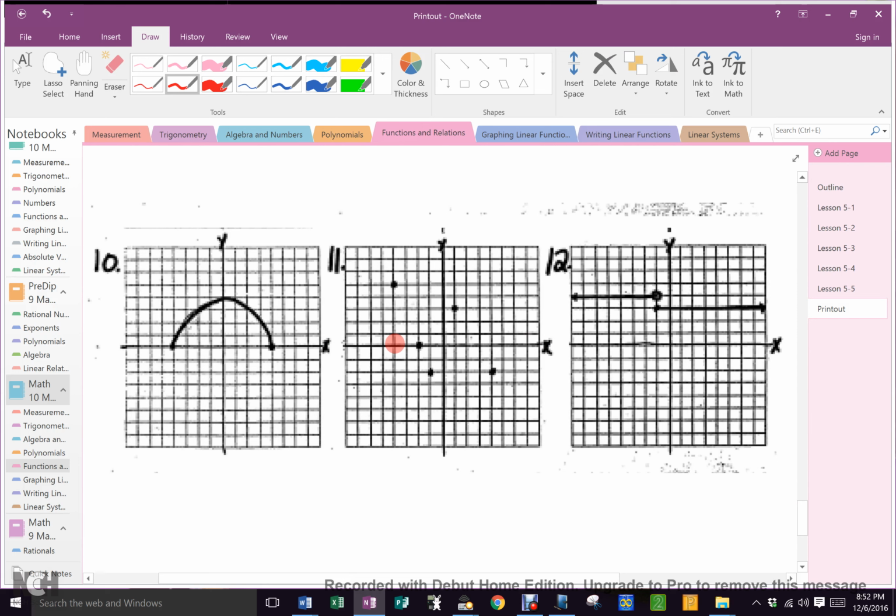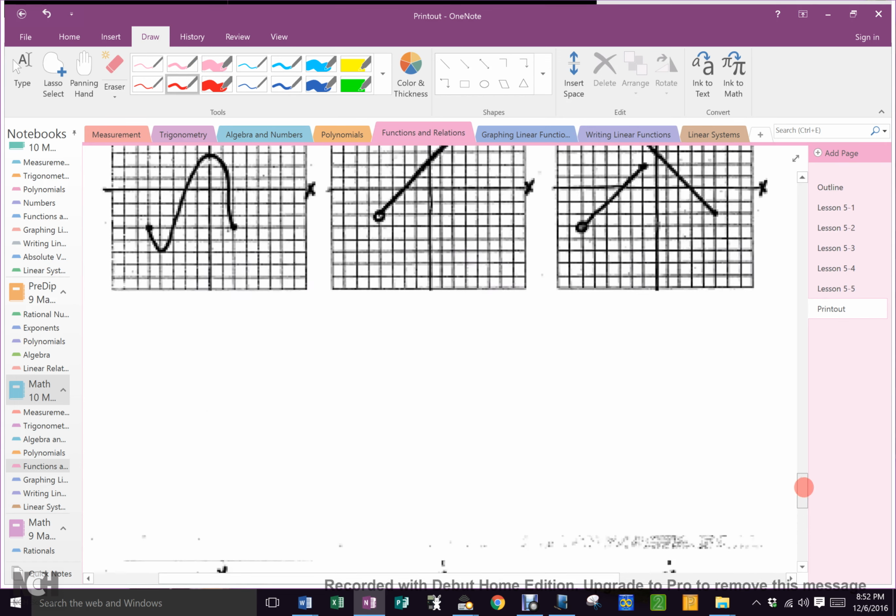This one's kind of weird because your domain is just the x's, just those dots. And your range is just these dots. They're not an interval. So you can't do it.